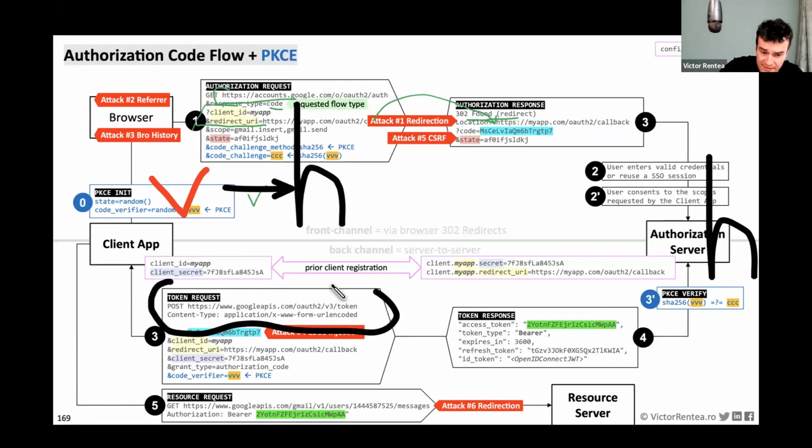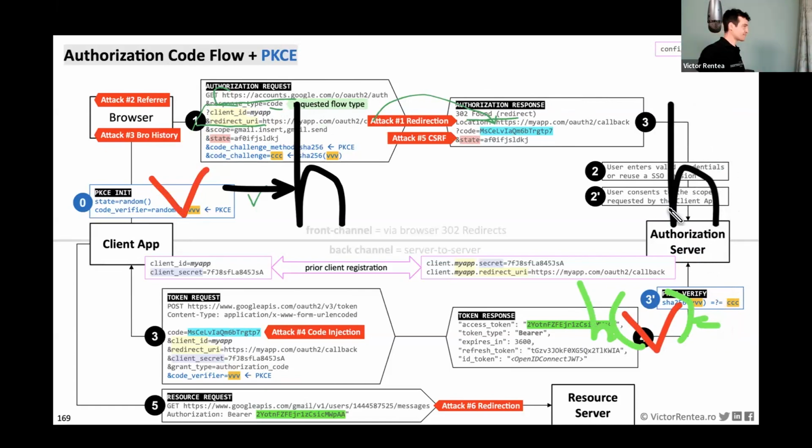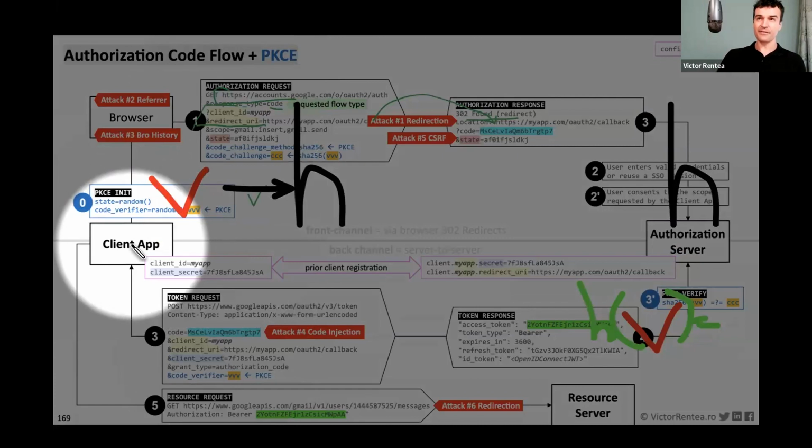In the token request, the client app will play the verifier in the body. The verifier gets to the server, which has to check that the hash of the verifier it just received matches the hash it remembered from the origin of this flow. If they match, it means what? It means that the first request and the second request came from the same party, from the same place.